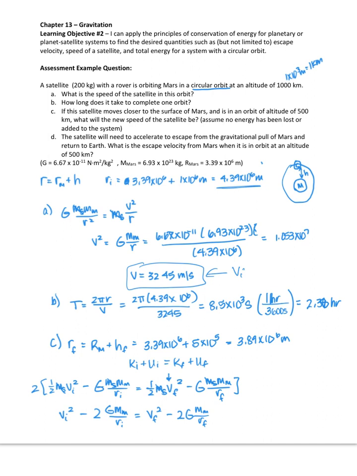The last question was, the satellite will need to accelerate to escape from the gravitational pull of Mars and return to Earth. What's the escape velocity from Mars when it is in an orbit at an altitude of 500 kilometers? That slide is just blank, so I'm going to rewrite where we had started. I had v initial squared minus 2G mass of Mars over r initial equals v final squared minus 2G mass of Mars over r final. So I want to solve for v final. I'm going to try to get v final squared all by itself.